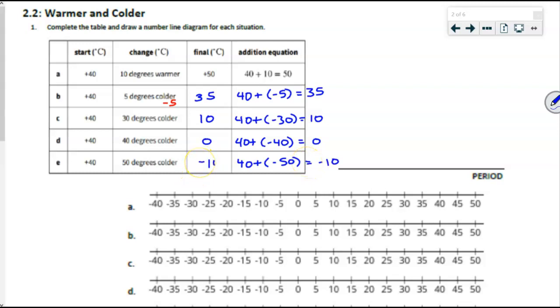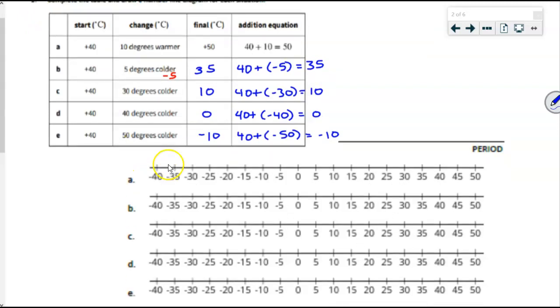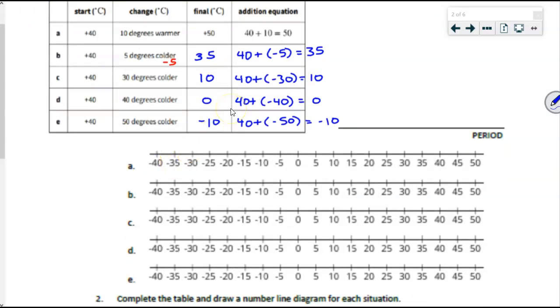So we've represented these, and this is pretty conceptual. We can easily figure these out, but now let's tie this, what feels like it's pretty instinctual, to a math concept. We're going to do this with a number line. So I'll help you out with the first one. We're starting at 40 degrees. How did we start at 40 degrees?